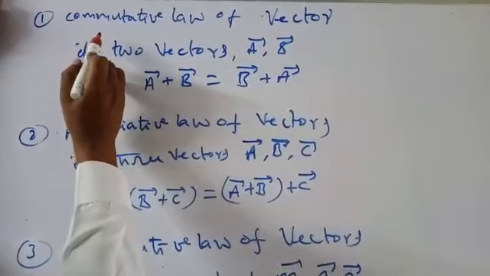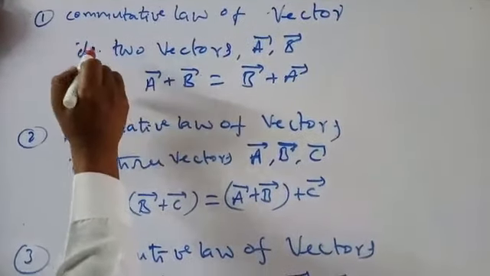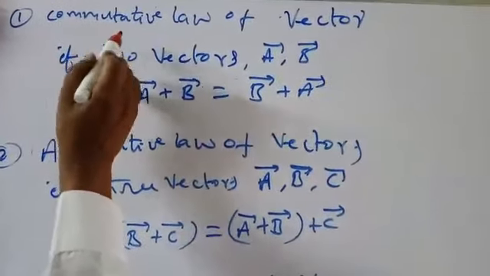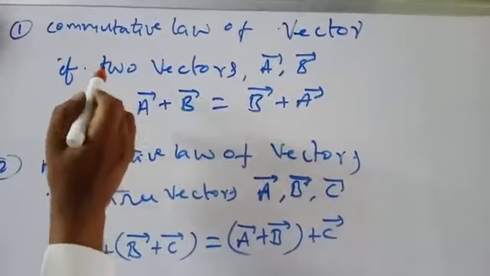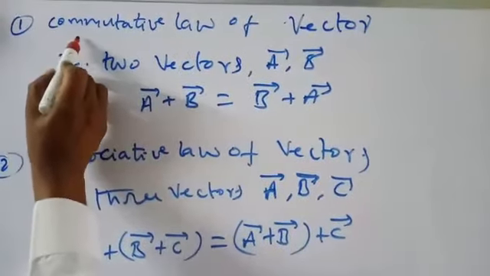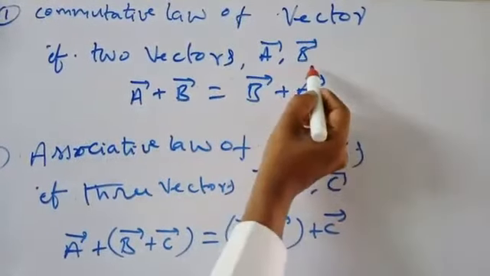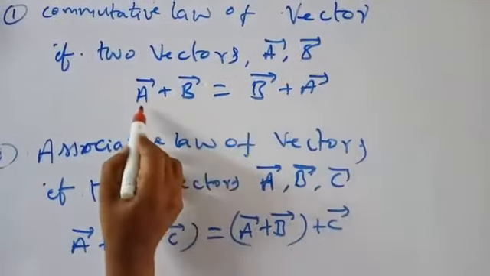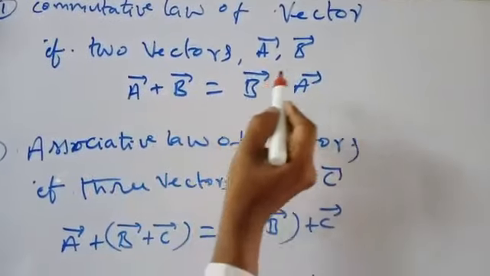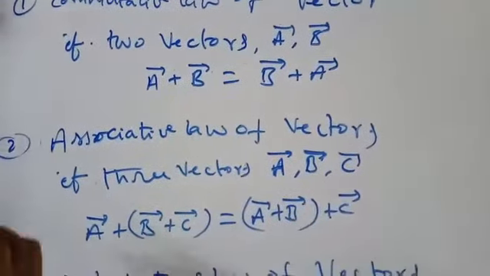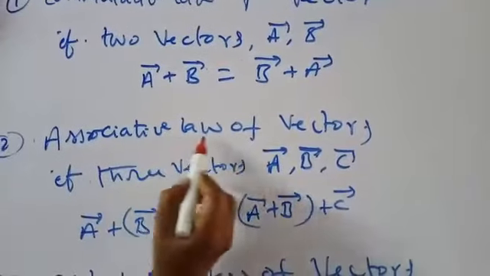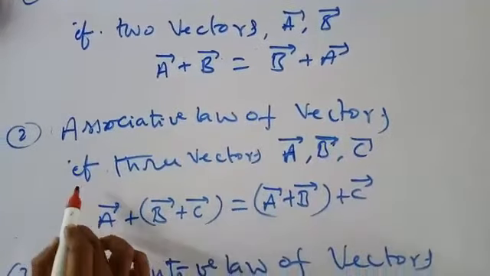In the previous class we discussed dot product and cross product and polygon, triangle and parallelogram laws of vectors. Today we discuss the commutative law of vectors. If there are two vectors A bar and B bar, in the commutative law A bar plus B bar is equal to B bar plus A bar.